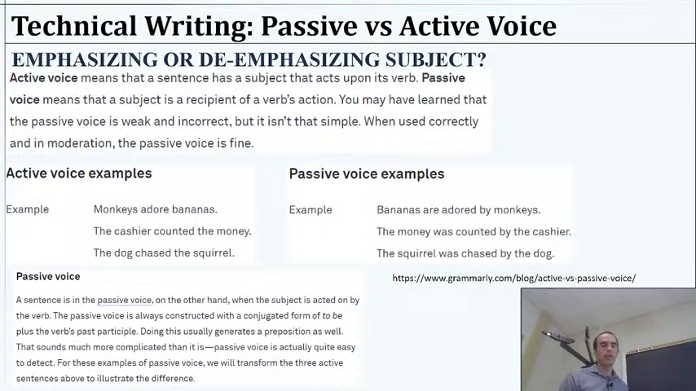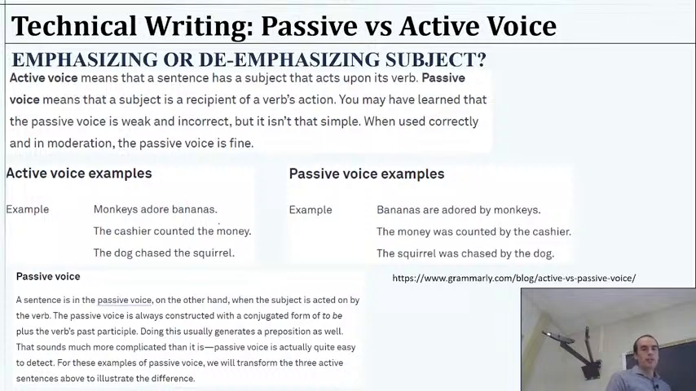Okay, so their examples here: monkeys adore bananas. That would be active, whereas you could say bananas are adored by monkeys. You could even go so far as saying bananas are adored, right? Maybe I adore bananas. Who knows, right? Somebody's adoring bananas. The subject is now the banana, and it's being adored. So that's the difference.